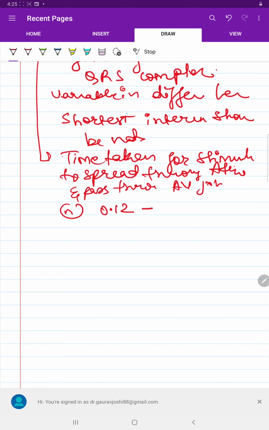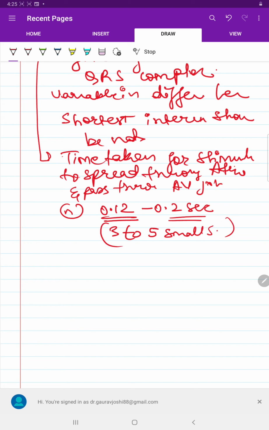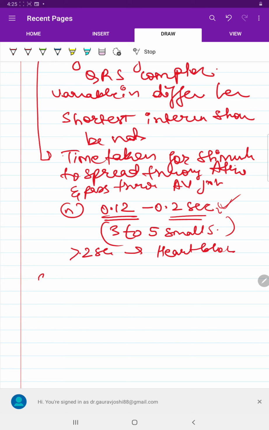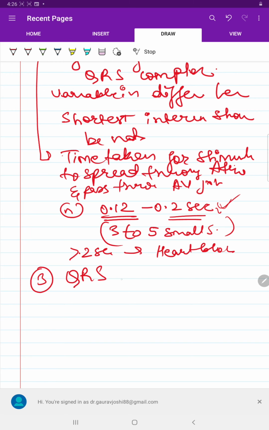Its normal duration of PR interval is 0.12 to 0.2 second. The duration we must remember, as I said in the beginning, is 3 to 5 small squares. Okay, if there is a conduction of more than 0.2 second, then maybe heart blocks, but I will not go towards the diseases related to the abnormality. If we know the normal range, we are happy that this is normal or abnormal.